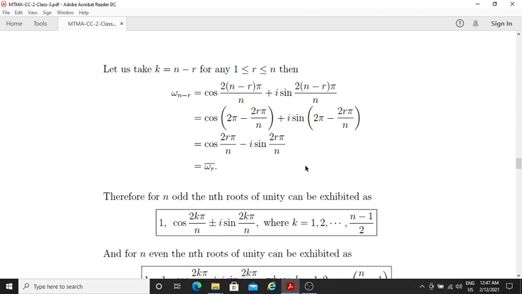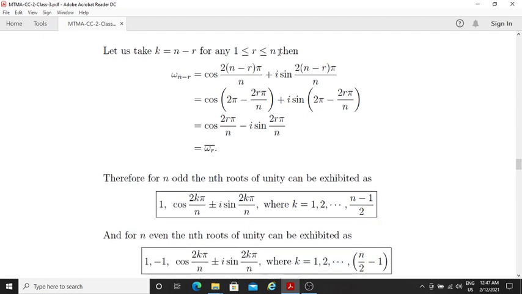It shows that if you omit k equals 0 and take k to be r, the value that you get for k equals r is the conjugate of the value that you get for k equals n minus r. That's what it says: omega n minus r is the conjugate of omega r. And mind that it's a mistake I made; it will be r strictly less than n. We are not considering the k equals 0 case.